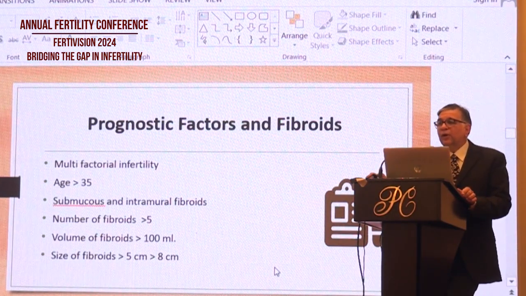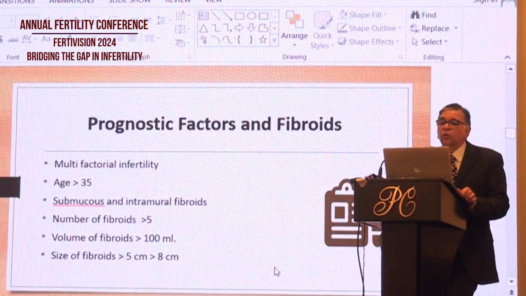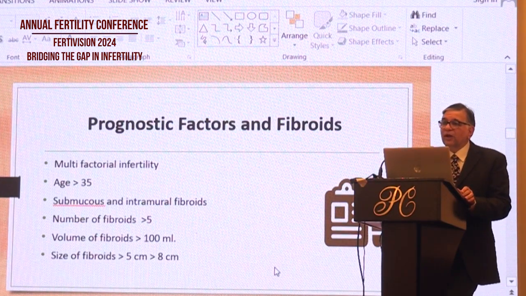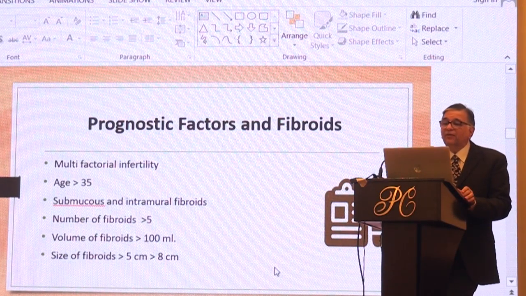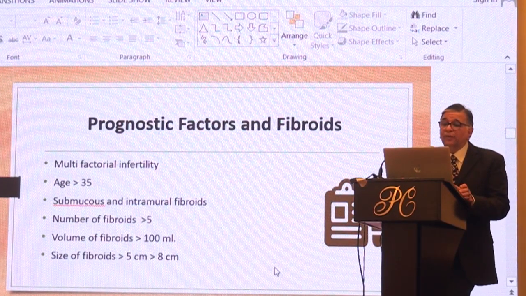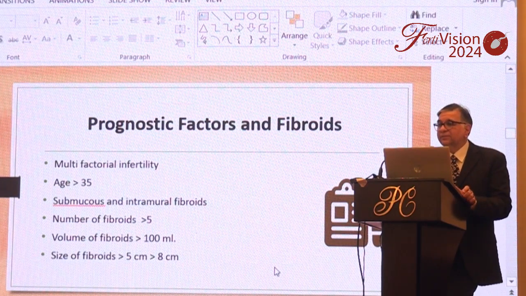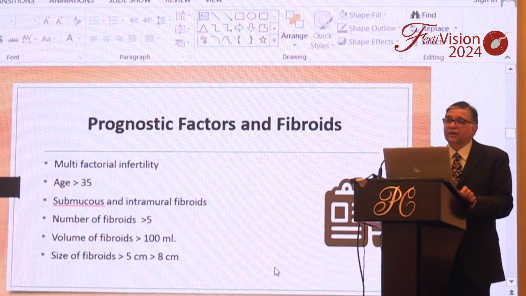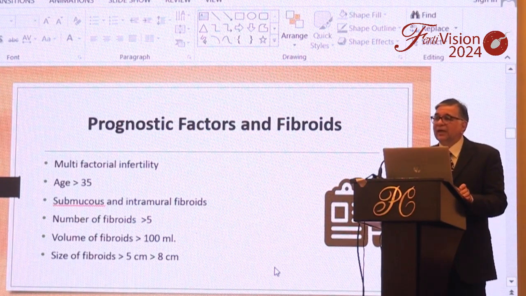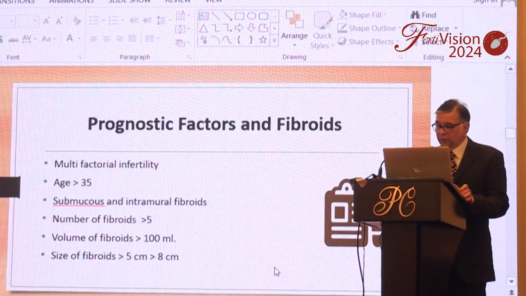So, which fibroids affect fertility more? If the woman is older than 35 years, with fibroids which project towards the cavity, if the number of fibroids is more than 5, if the volume of fibroids is big, if the uterus is full of fibroids, and if the individual fibroids are large in size. These are the factors which help us in deciding which of our patients warrant surgery and which ones don't.